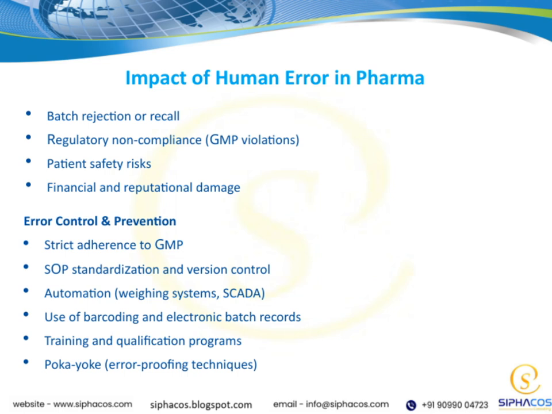Now, why is all this so important? Because human error in pharma can lead to serious consequences. It can cause batch rejections or recalls, which are costly and damaging to trust. Regulatory noncompliance, like GMP violations, can result in fines or sanctions. Most importantly, errors can jeopardize patient safety, risking lives. And on a broader scale, these mistakes can lead to financial losses and harm the reputation of the company. So, integrating these error control measures is not just about compliance. It's about safeguarding patients, maintaining trust, and ensuring the integrity of the entire manufacturing process.